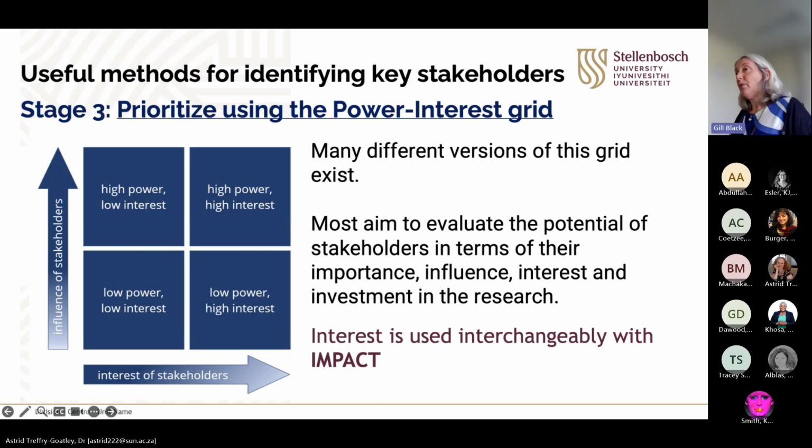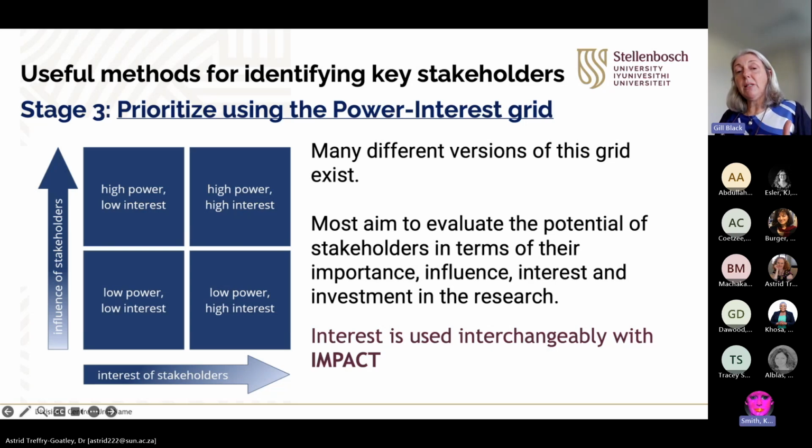So there are lots and lots of different versions, as I said. There are a lot of different stakeholder mapping resources out there, and there are many different versions of this particular grid. Most of them have the aim of evaluating potential stakeholders in terms of their importance, their influence, their interest, and their investment in the research activities and the trajectory of your research. So you can use this to visually organize your stakeholders according to their power or influence. And the interest is interchangeably used with impact in many of the examples of this grid that you will see out there online, for example.